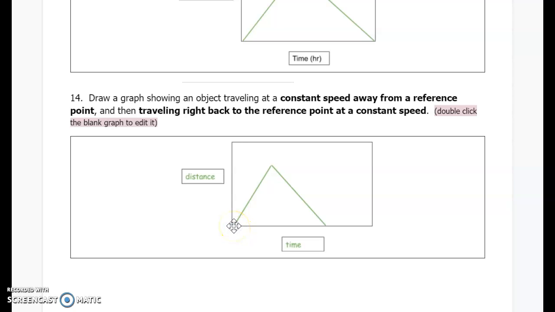In this case, this object traveled at a constant speed away from the reference point, just like in our first one, but then did not stop and instead traveled right back to the reference point at a constant speed. So in this case, we have two diagonal lines that make a little bit of like a mountain peak at the top. And that's because they did not stop, so we don't have that horizontal in the middle.